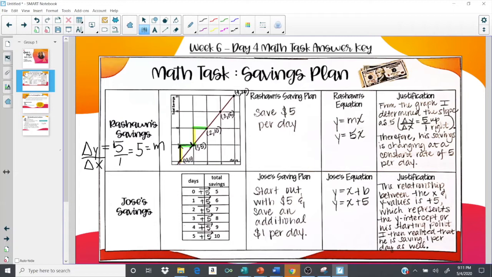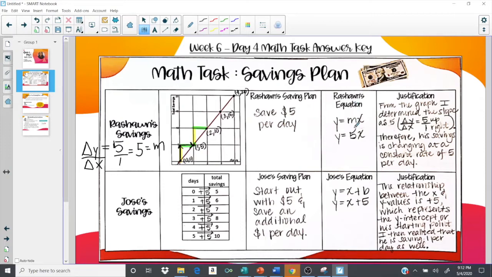From there, I can describe his savings plan. I know that slope represents my constant rate of change. So every day, my savings is changing by $5, or a rate of $5 per day. So his savings plan is to save $5 per day, or to save $5 each day, or save $5 every day. If you used a different word to describe your rate of change, that is fine, as long as it's a slope keyword like per, each, every, a word that represents a constant rate of change, then your answer is correct.